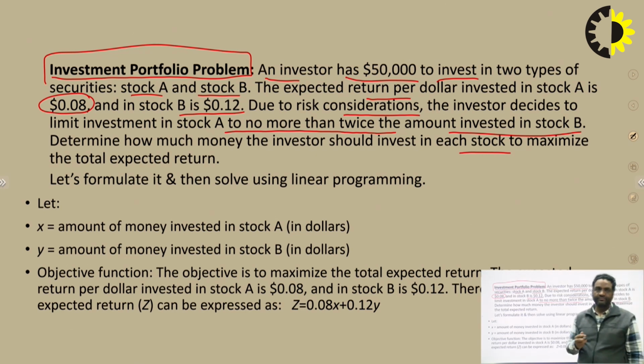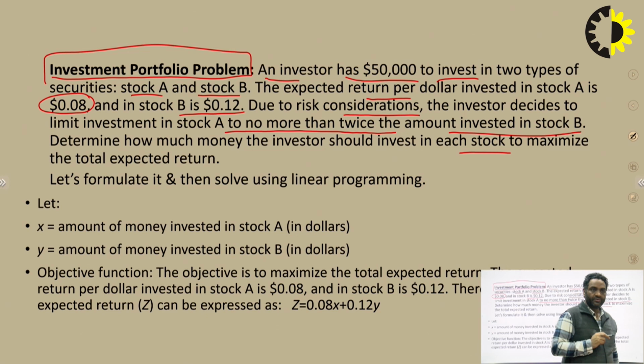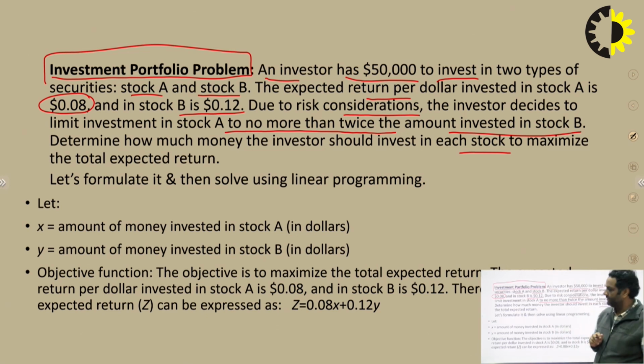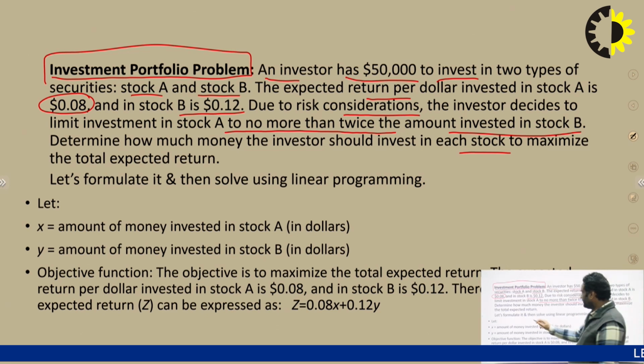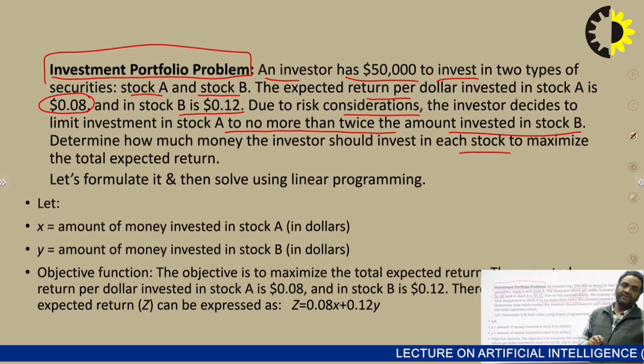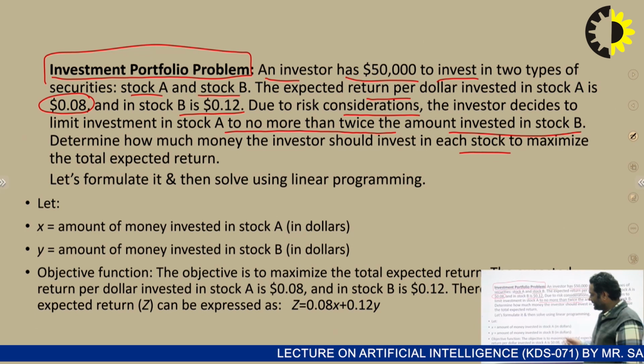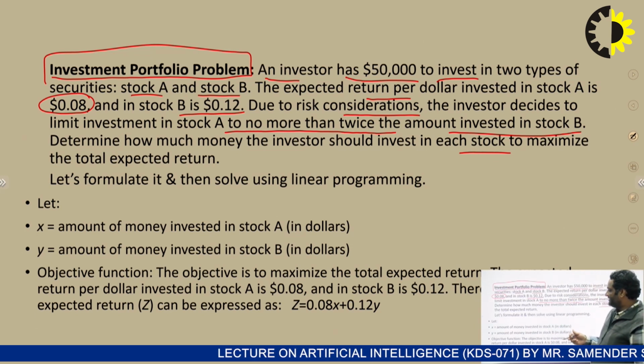So again, here we are concerned with our profit. So we need to maximize our profit. Let's formulate it. Again, we need to find three things. First, decision variable, then objective function, and after that we need to find the constraints. Let's start. There are two decision variables.